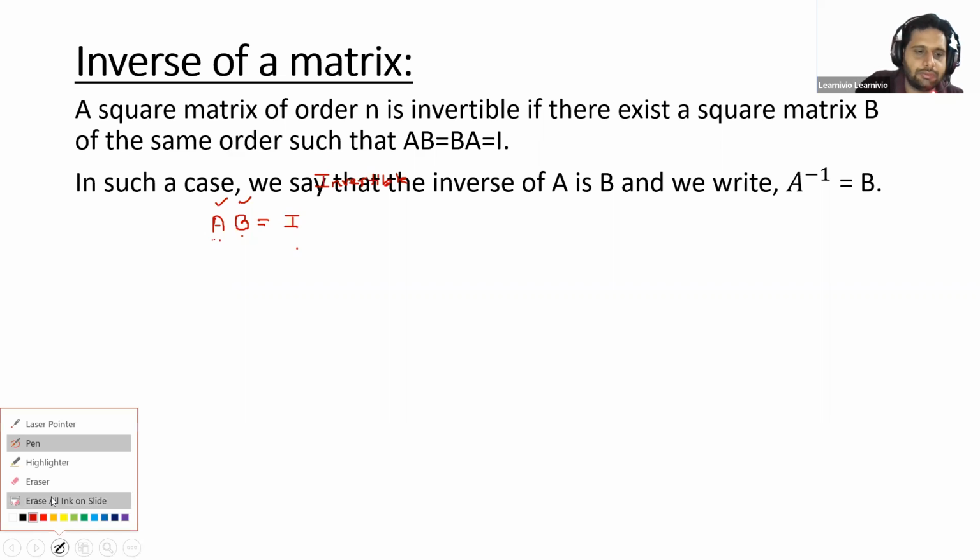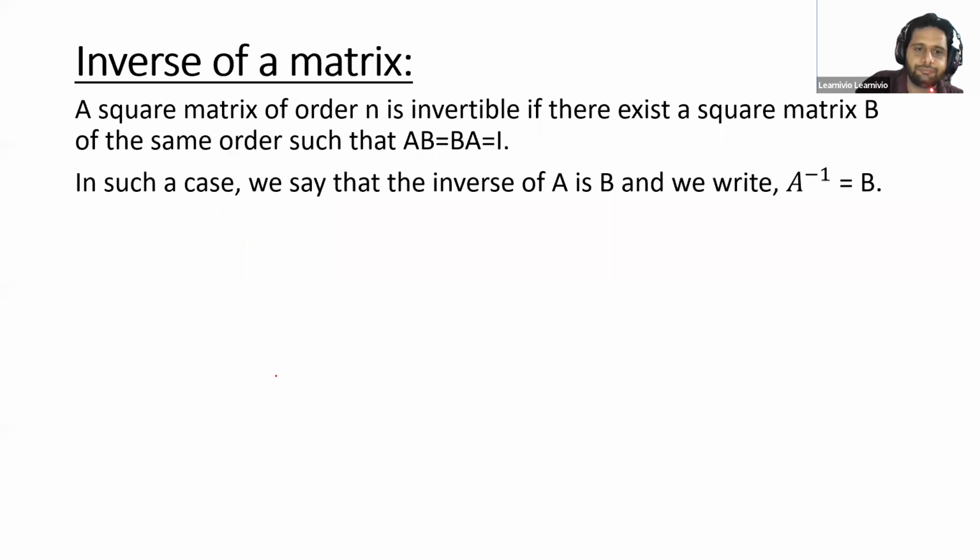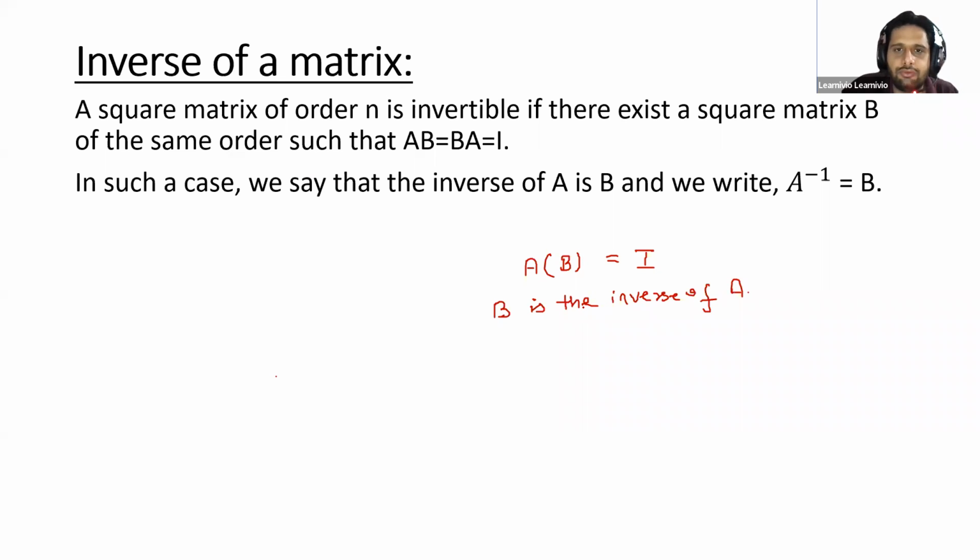Just give me a minute. Suppose A is the matrix. We are multiplying this with a matrix B and we are getting an identity matrix. Then we will say that B is the inverse of A. Okay, this is clear to everyone? What is meant by inverse of a matrix?